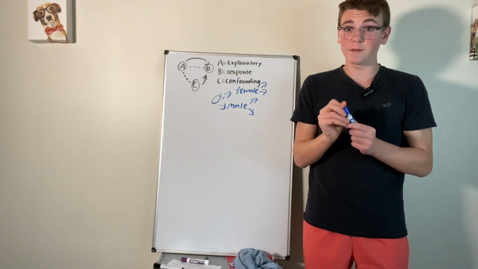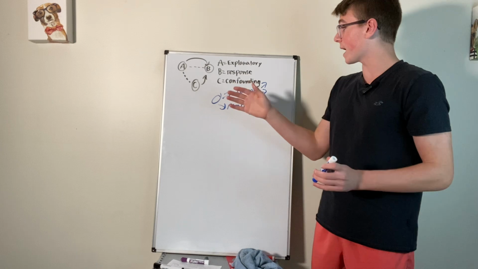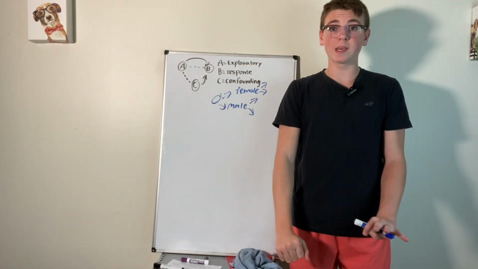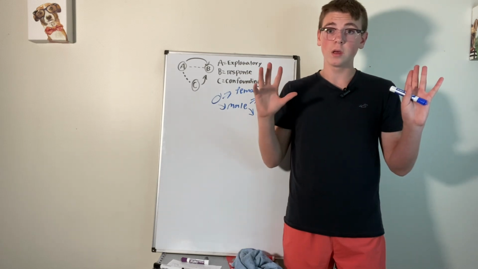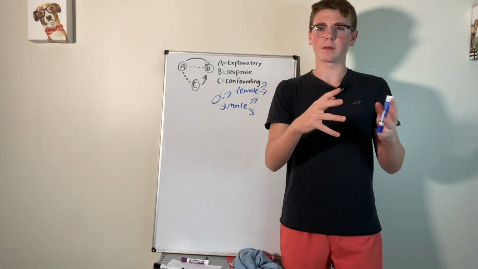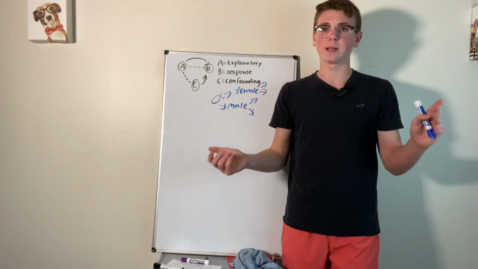So what you need to know is confounding variables do affect the response variable. So just try to get rid of them. If there's too many confounding variables, you might have to say the experiment's not put together well and therefore is invalid.